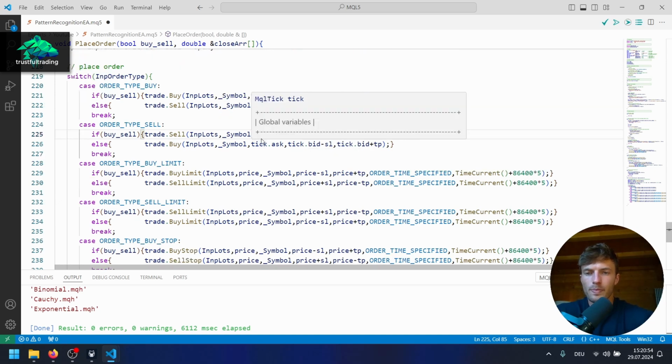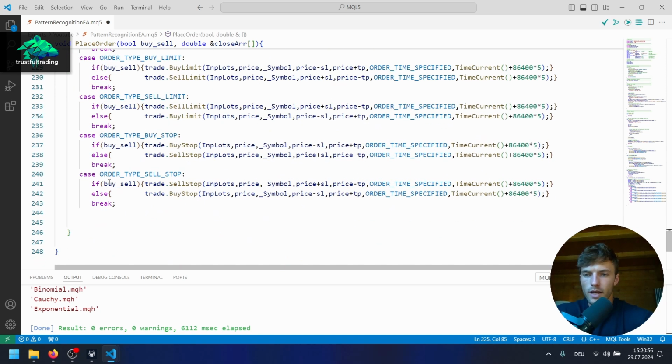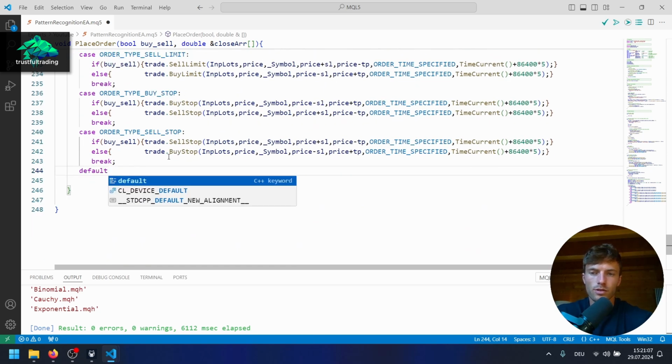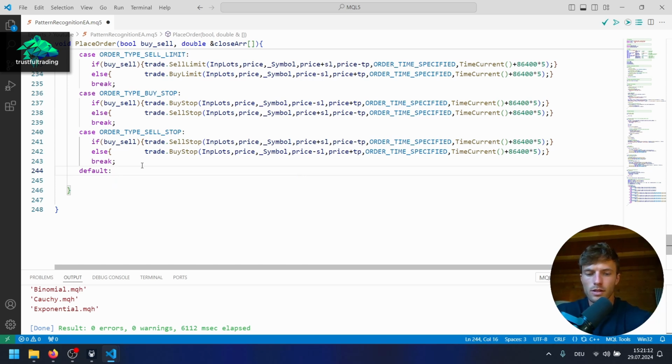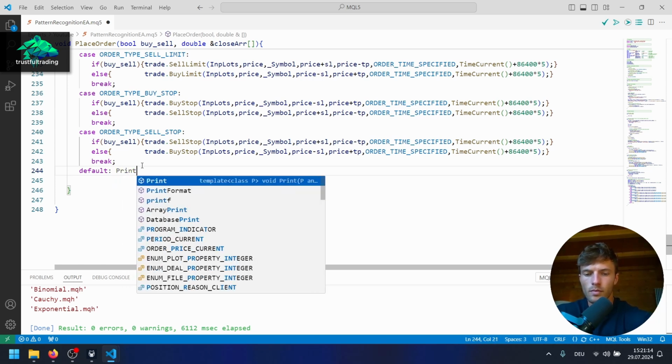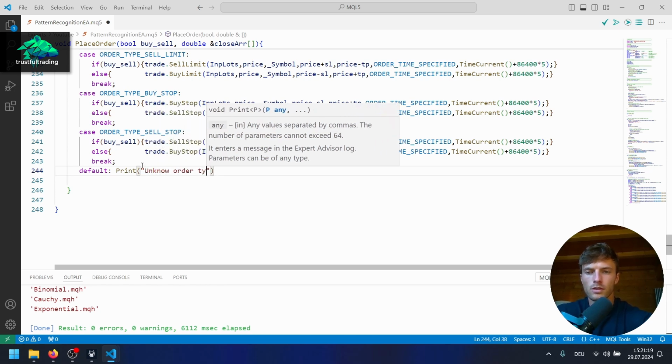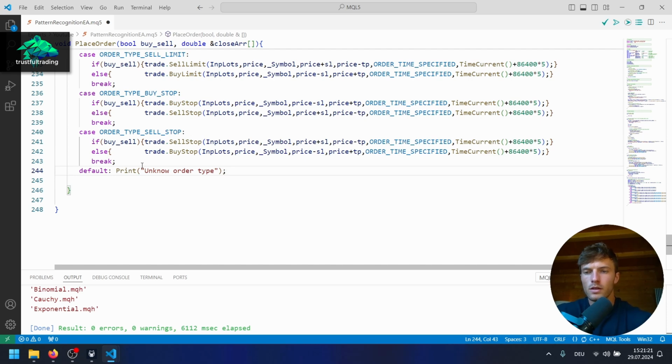Okay, last step is to add the default case. If the user selects an order type that is not specified here, because there is, of course, also a few more order types. So let's just print here unknown order type, like this. And that's it for our place order function.